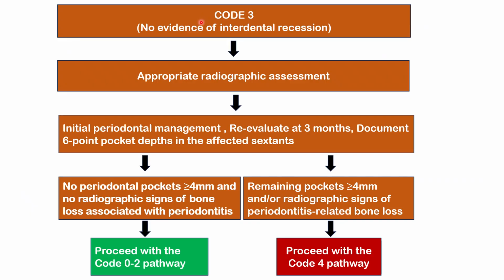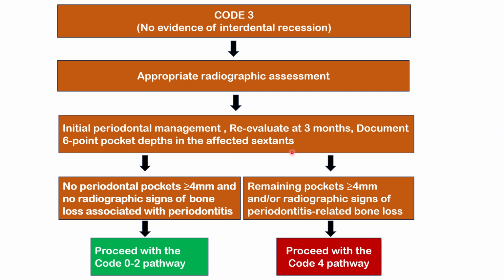In case of BPE code 3, where there is no evidence of interdental recession, we perform appropriate radiographic assessment, which is followed by initial periodontal therapy. Then we re-evaluate the case at 3 months and record the 6-point pocket depth in the affected sections.